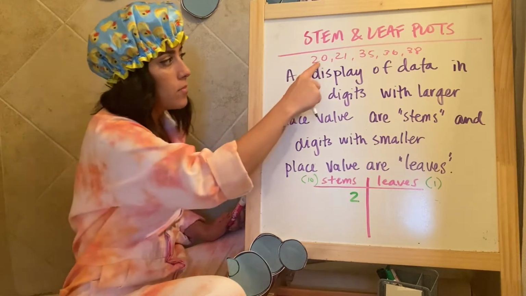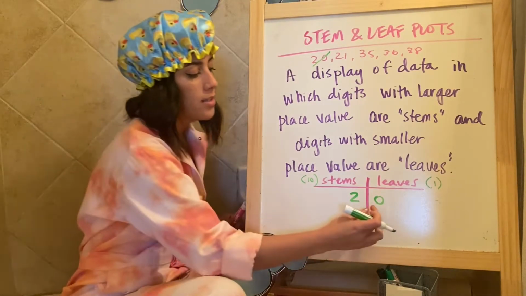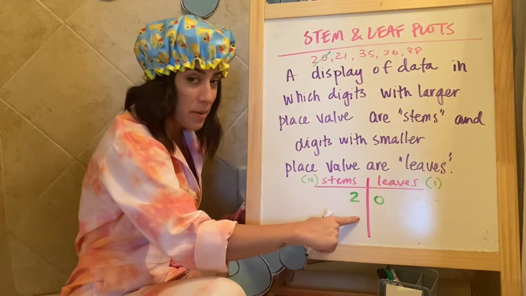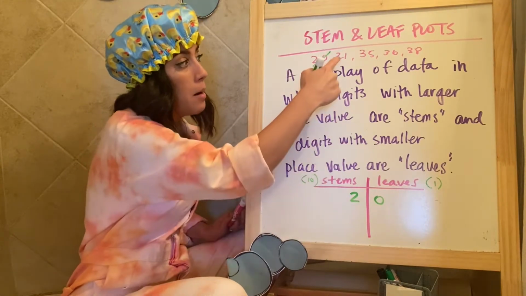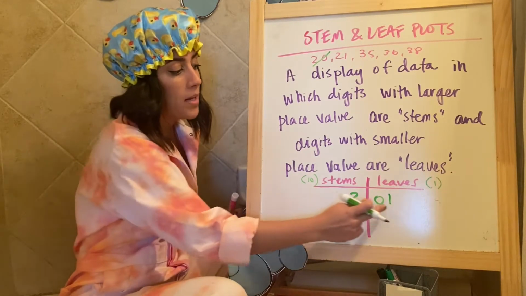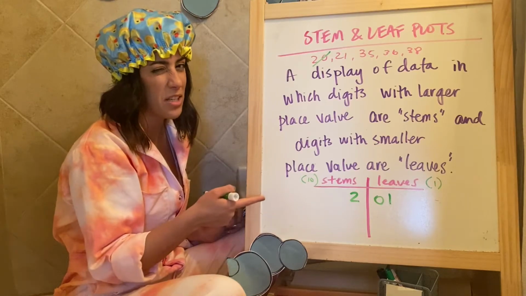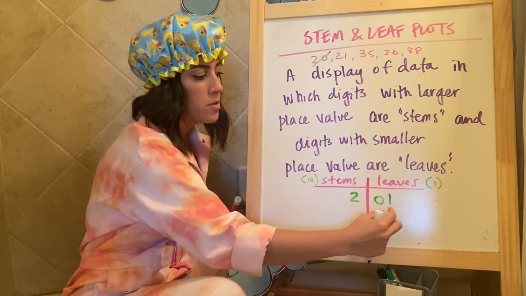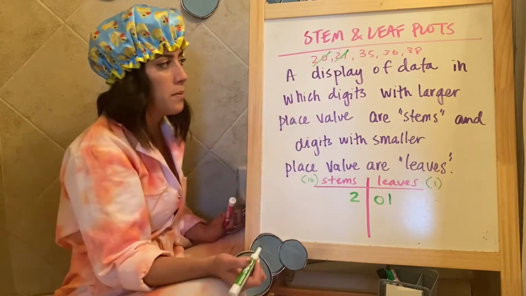So I did 20. I have two for the tens and zero for the ones. All I did was split that number up. But here's the kicker. I have 21. Do I put it beneath? No, it's the same stem. It's two in the tens place, but instead of zero, I have one as my leaf. So I don't need to redo the two, I just put the one next to the zero. So now in my mind, I have 20 and 21. That's the only tricky part. Visually, you need to make a connection that you have two numbers, and you know you have two numbers because of the two leaves. But you don't need to replace or repeat the stem. Okay. So I have 20 and 21.